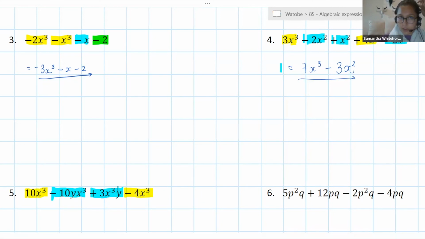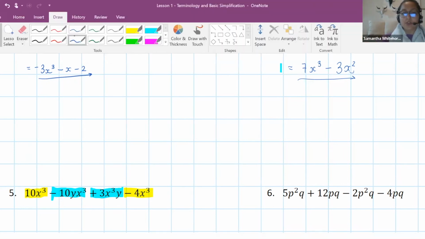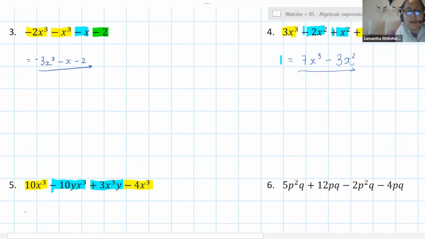And that sort of goes back to Utandile's question there in question 6. X and y, same variables. Both x's have cubes, so they're like terms. And that then means we can add and subtract. So if we go and add and subtract our like terms, 10x cubed minus 4x cubed is 6x cubed. Sorry, my writing's gone a bit funny there. Let me fix it. 6x cubed. And minus 10x cubed y plus 3x cubed y is minus 7x cubed y.